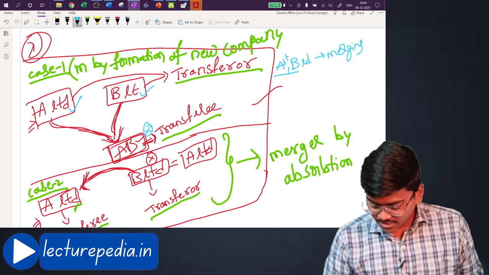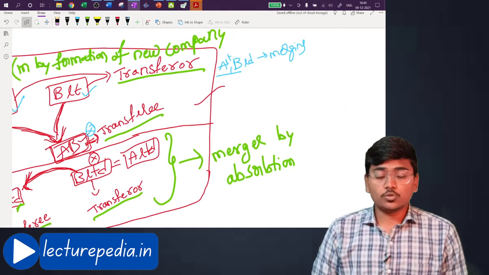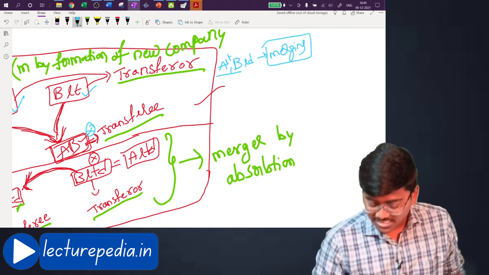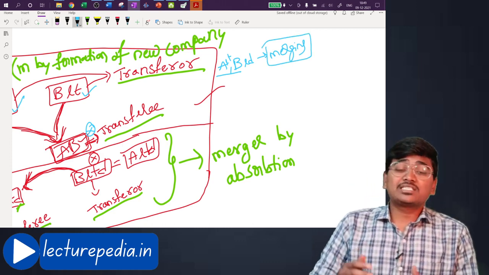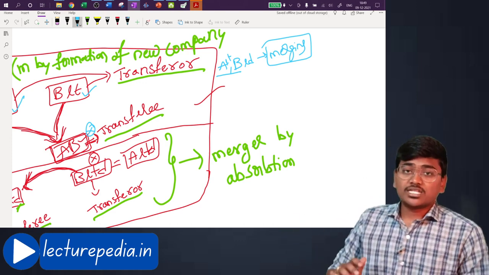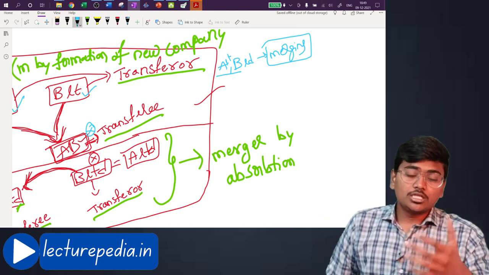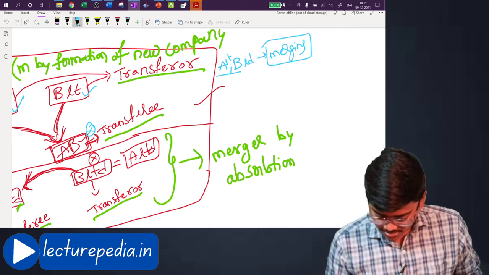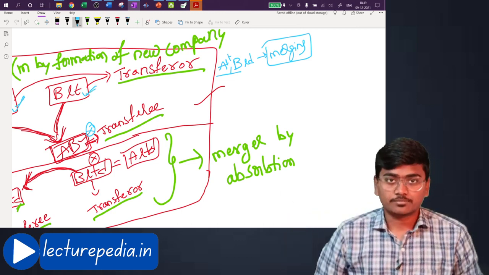Only A limited and B limited have to comply with provisions of section 232, and thereby they will be known as merging companies. In the section he will be using the terminology merging companies have to do this, merging companies have to follow this, merging companies have to get this approval. Here while he uses those terms, we have to think that merging companies means these companies. That is the reason why he has given the explanation.